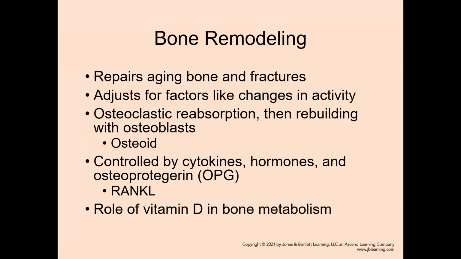This is controlled by cytokines, which are growth factors, hormones, and OPG, osteoprotegerin, which is a key mediator of osteoblastic and osteoclast activity. Vitamin D also plays an important part in bone metabolism. The bone matrix has osteoclasts in the extracellular material. There is a balance between mineral components and collagen that is necessary for optimum bone functioning.